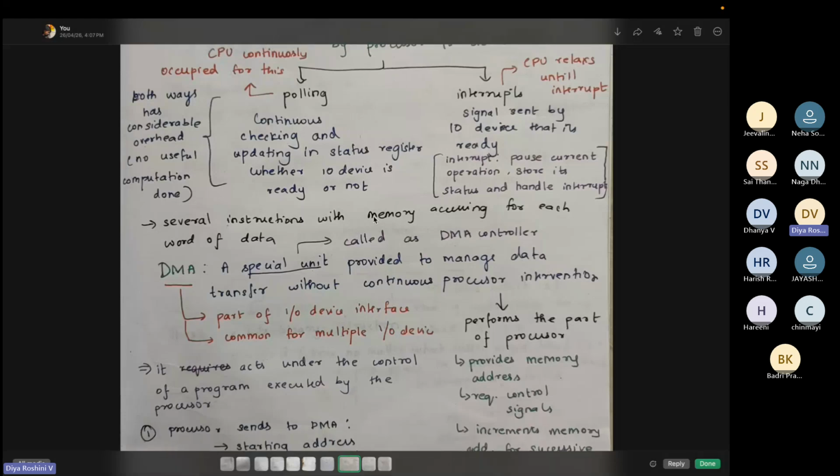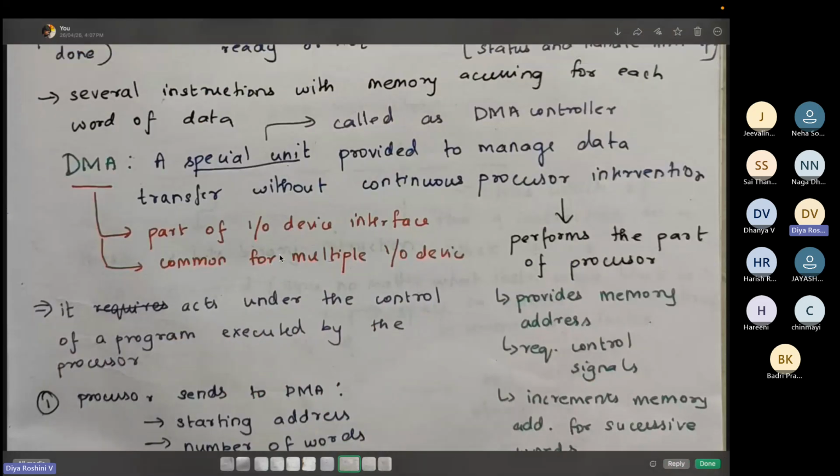So, several instructions with memory accessing. And if we have multiple instructions with multiple memory accesses, each time the processor has to decide where to save every item. So the processor is almost fully occupied during a data transfer. So this is where your DMA comes in handy.